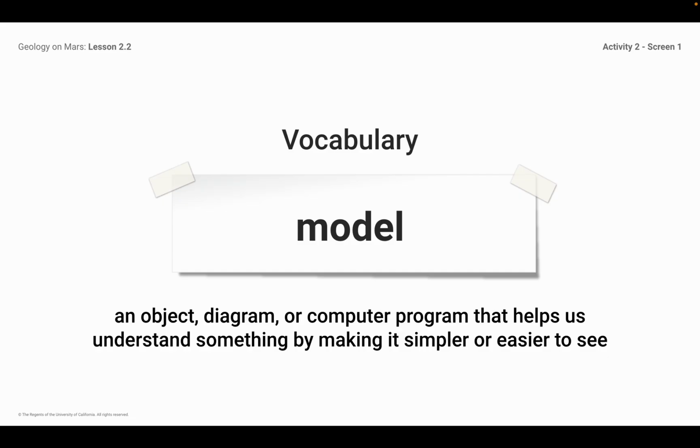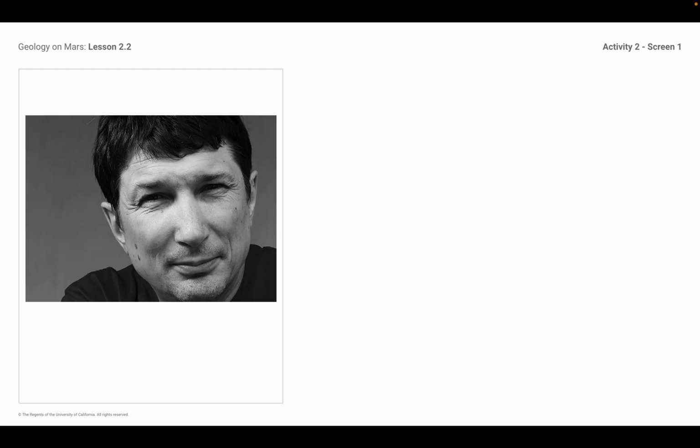I'm going to have you go ahead and write in a vocabulary term in your notes, and I'm not going to show you how it should be until a little bit later. By now you guys should know that if you have a vocabulary term, it goes on the left side. You're going to highlight it in green. And the definition of a model is an object, diagram, or computer program that helps us understand something by making it simpler or easier to see. Go ahead and pause the video and then start it again when you're ready.